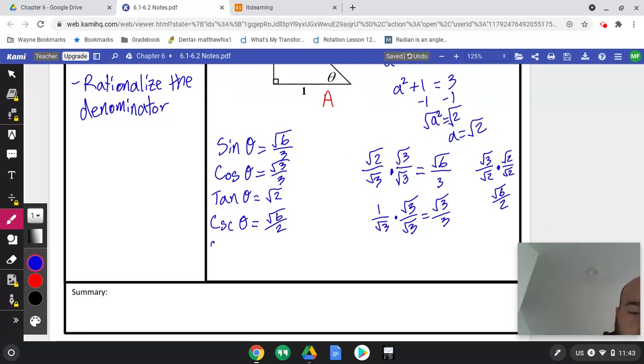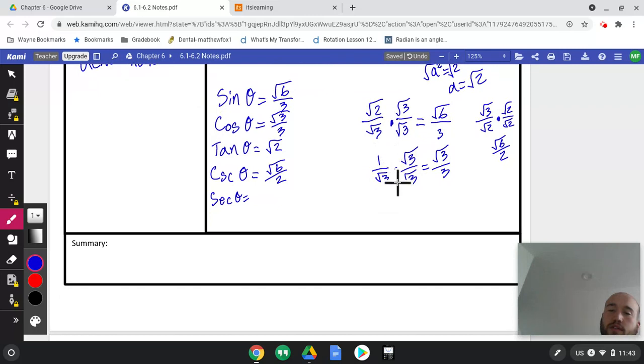Next, we're going to do the secant of theta, which, once again, we'll start with that 1 over square root of 3. We'll flip it. Now this one, we don't have to rationalize the denominator. We can just put it as square root of 3. And then finally, our cotangent of theta, which if we look here, that was square root of 2 over 1. If we flip that, we'll get 1 over square root of 2. We got to multiply that by square root of 2 over square root of 2. We get square root of 2 over 2 as our answer.